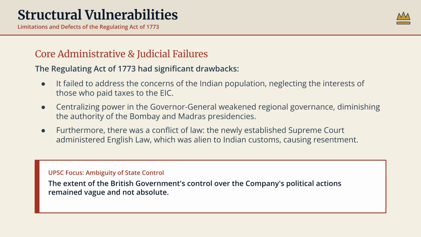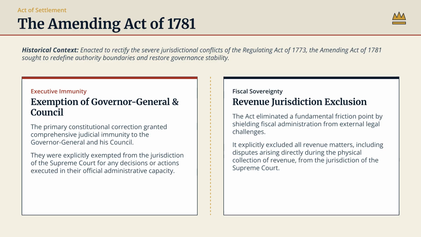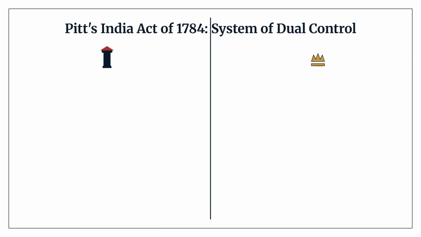at Calcutta. However, the 1773 Act had major flaws. It neglected the needs of the Indian population, created friction between regional presidencies, and introduced a conflict of law between English legal standards and local customs. To address these issues, the Amending Act of 1781, also known as the Act of Settlement, was passed. It granted judicial immunity to the Governor-General and his council, and excluded revenue matters from the jurisdiction of the Supreme Court.